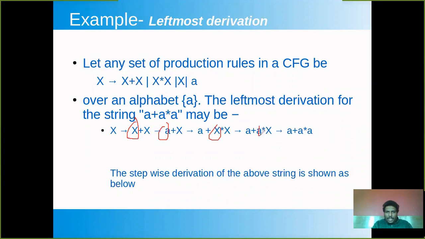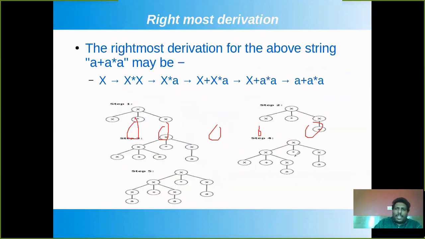After that, again we are using x, which will be replaced with a. After that, there is no more derivation, so again we replace with a. So only the left side we are going to consider in this case.